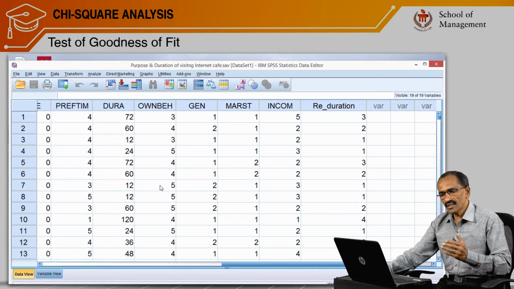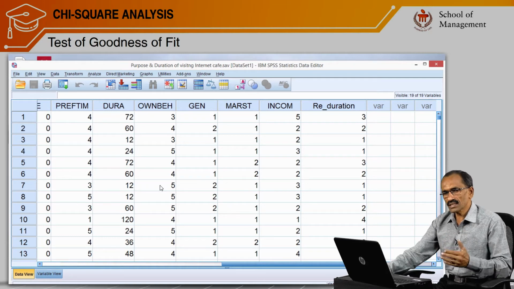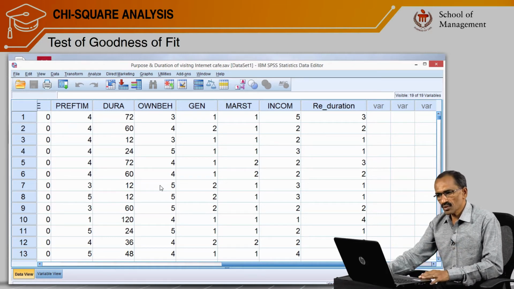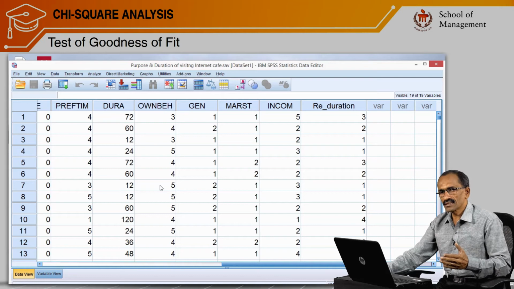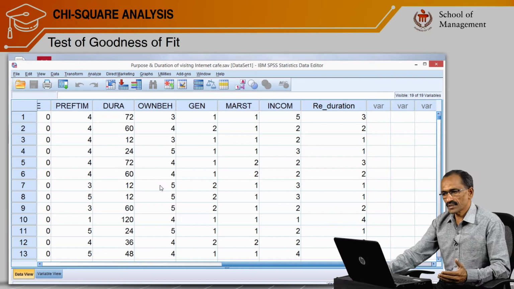Here this is a non-parametric test, and what is the hypothesis we are testing? Let me repeat, the null hypothesis for goodness of fit is that the observed frequency coincides with the theoretical frequency.